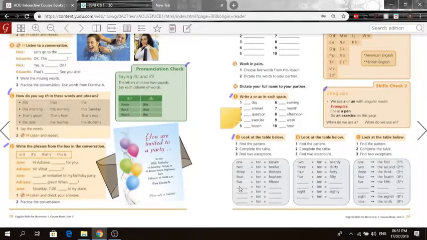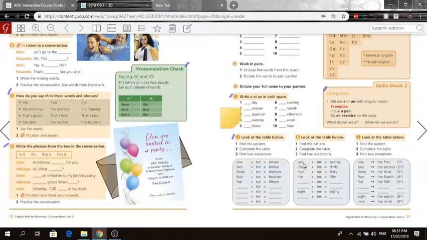Anyway, so 6 plus 10 is 6, and then add the word teen, okay? 7 plus 10, 17. 8 plus 10, you write the word 8, E-I-G-H-T, and then add the word teen, 18, okay? 9, 19, okay? Now, exercise K, look at the table below, find the pattern, complete the table, and find 2 exceptions.